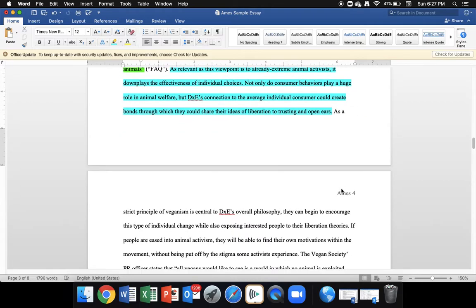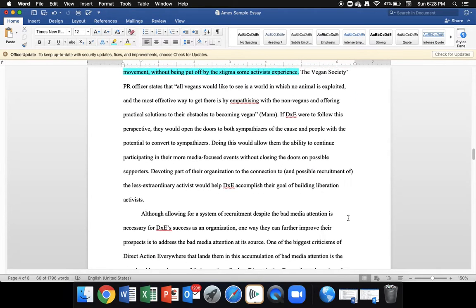As a strict principle of veganism is central to DXC's overall philosophy, they can begin to encourage this type of individual change while also exposing interested people to their liberation theories. If people are eased into animal activism, they will be able to find their own motivations within the movement without being put off by the stigma some activists experience. Further great commentary that really aligns their two goals.